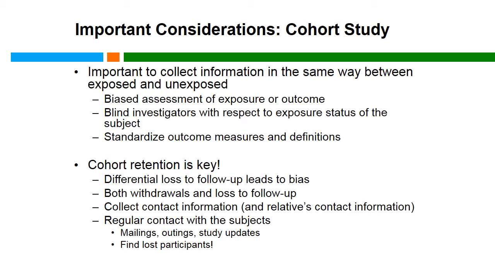There are a number of important things to consider when you're doing a cohort study. First, the information you collect from your study participants has to be collected in the same way between the exposed and the unexposed groups. If this is not done properly, you run the risk of introducing bias into your study. It's also important to blind the investigators to the extent possible regarding both the exposure and the disease status of the participants. You'll also want to be sure to standardize the outcome measures and definitions across the study.